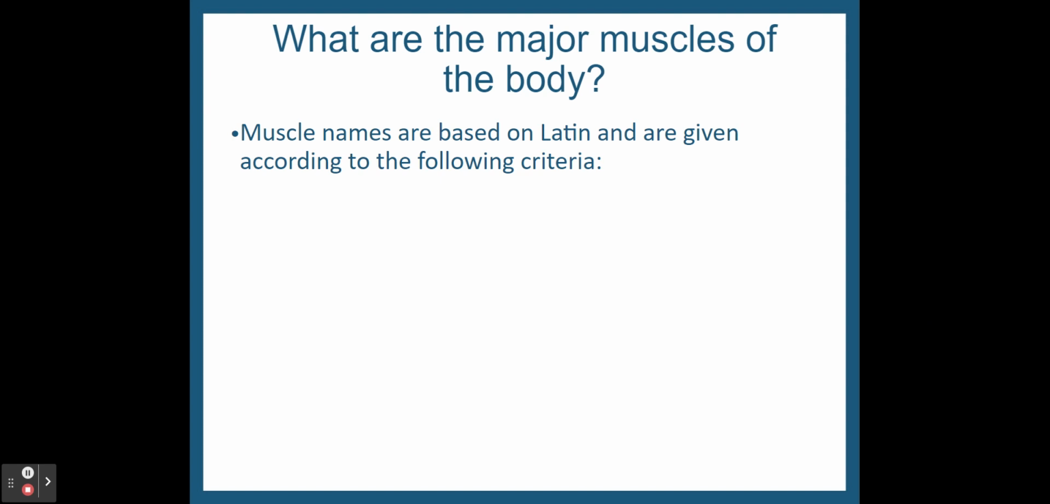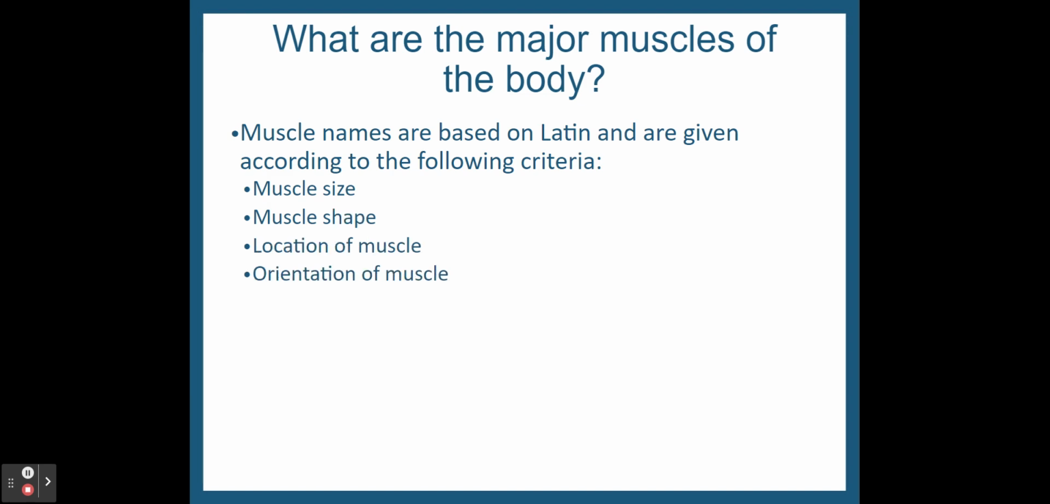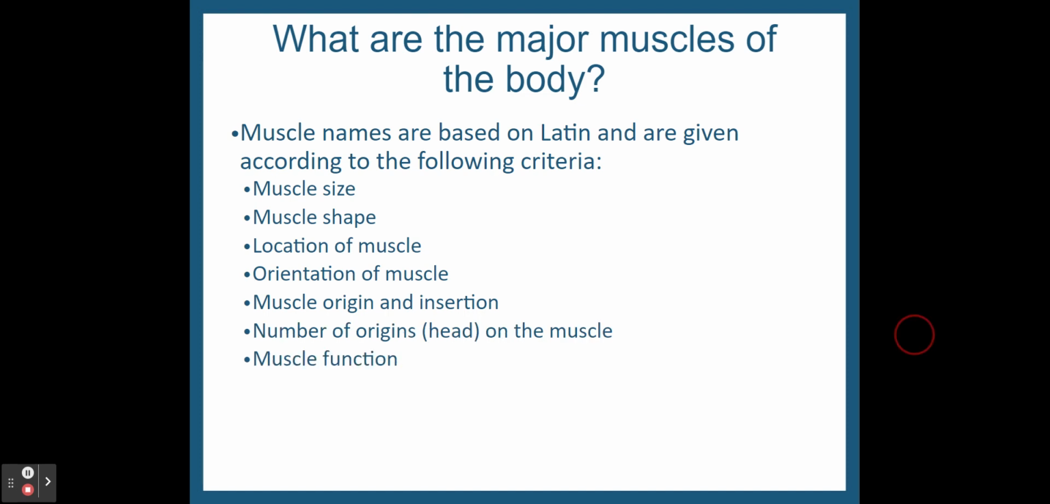Muscle names are based on Latin and are given according to the following criteria: muscle size, muscle shape, the location of the muscle, the orientation of the muscle, origin and insertion, the number of origins or heads on the muscle, the muscle function. So those are the criteria, and here are some examples.